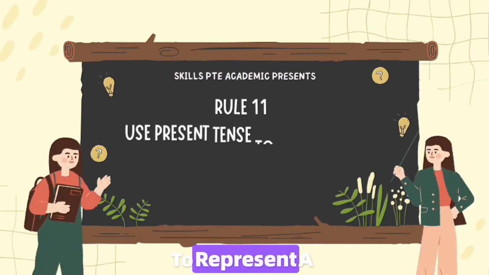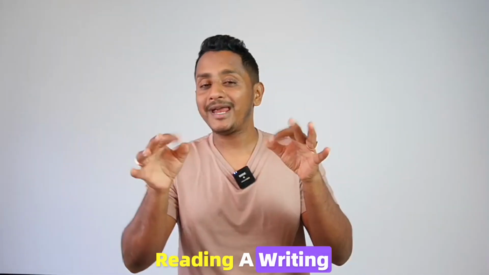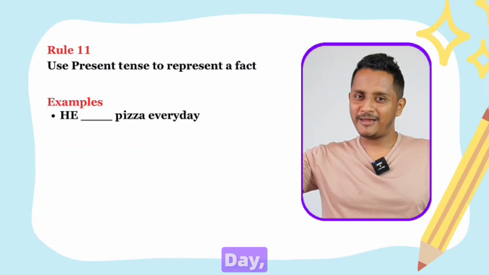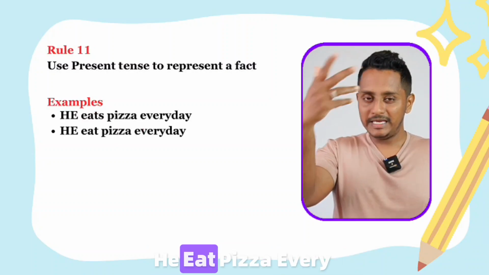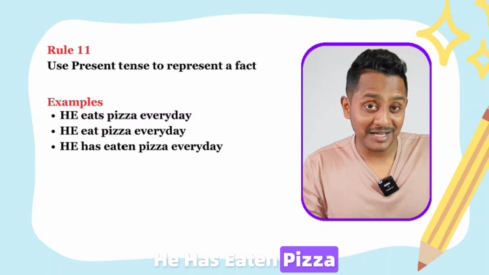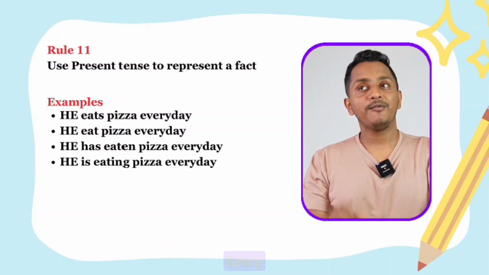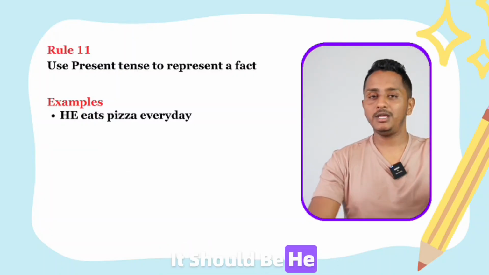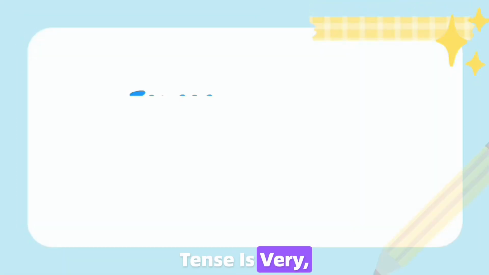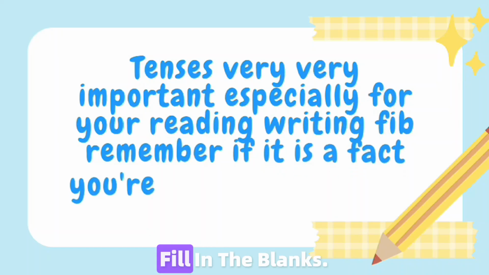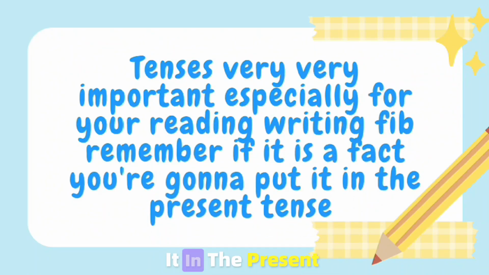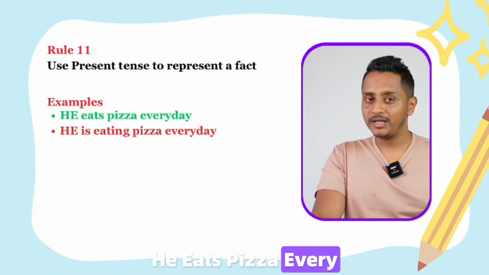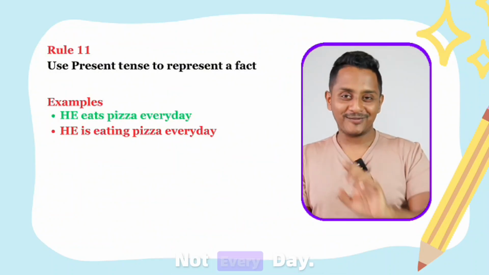The next is rule number 11. Use present tense to represent a fact. Let's say in your reading or writing, fill in the blanks. If the question is he dash pizza every day: he eats pizza every day, he eat pizza every day, he has eaten pizza every day, he is eating pizza every day. Every day means every day it's happening, so it's a fact. When it's a fact, it should be present tense. It should be he eats pizza every day. Tense is very, very important, especially for your reading, writing, fill in the blanks. Remember, if it's a fact, you're going to put it in the present tense. He is eating pizza every day is wrong. He eats pizza every day. He is eating pizza right now, not every day. Remember this.